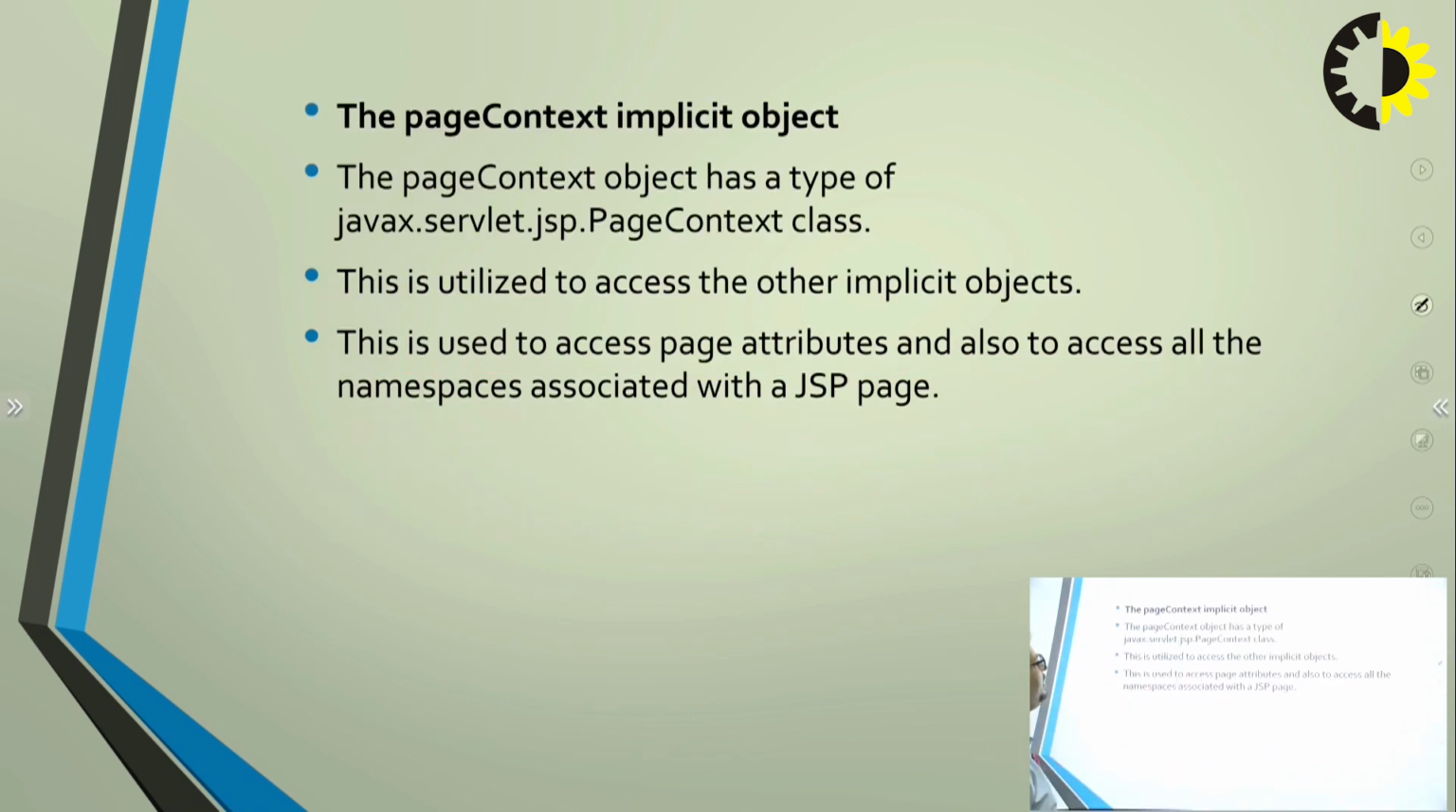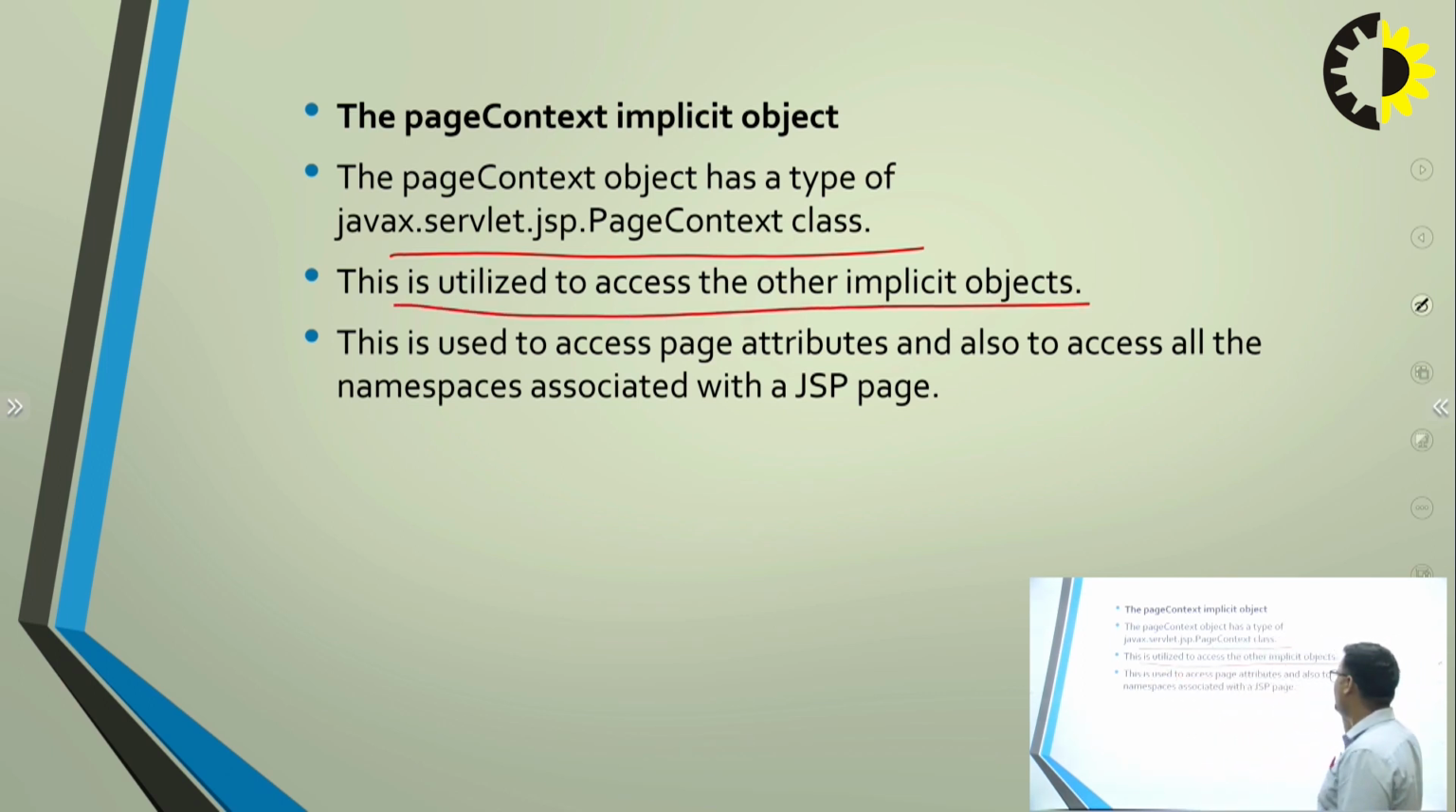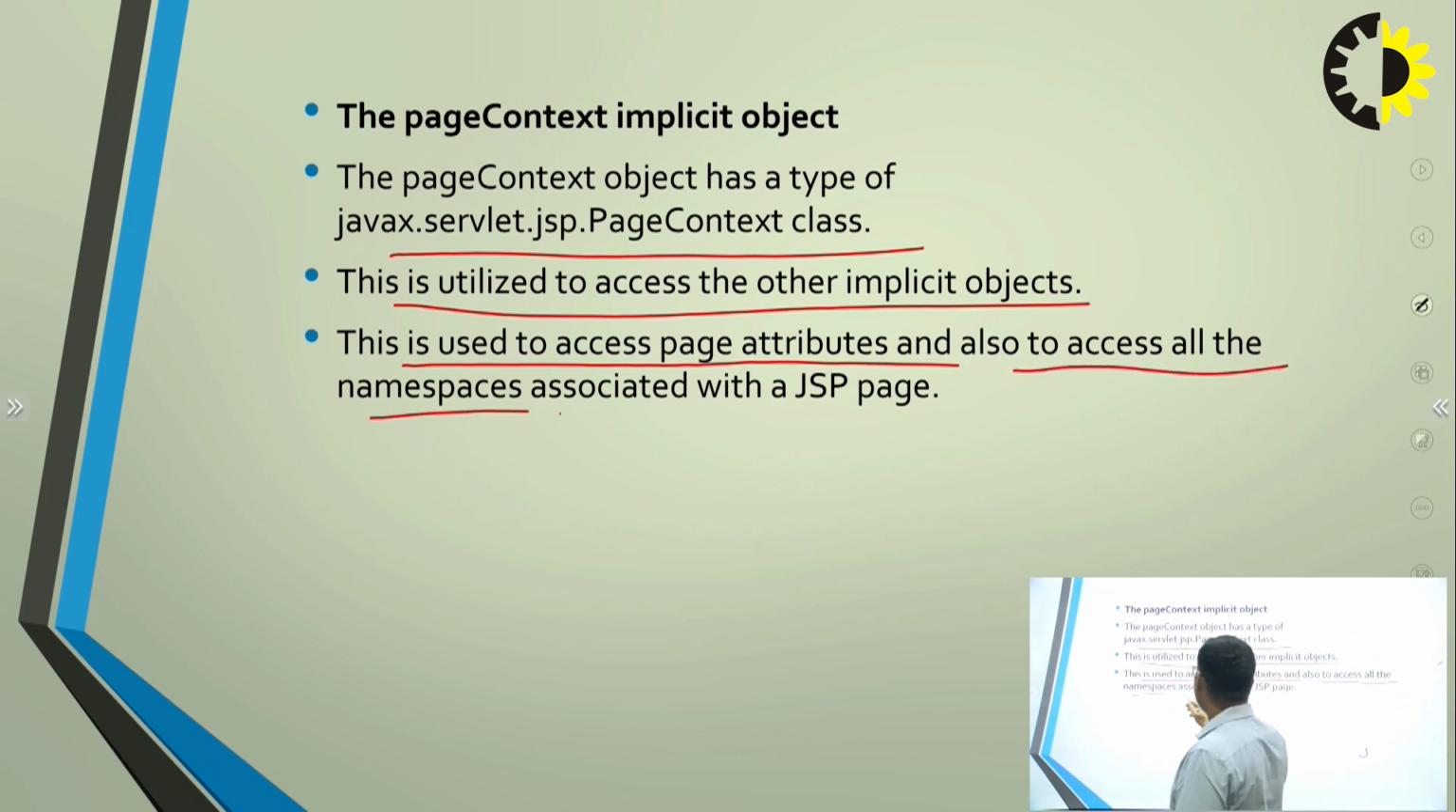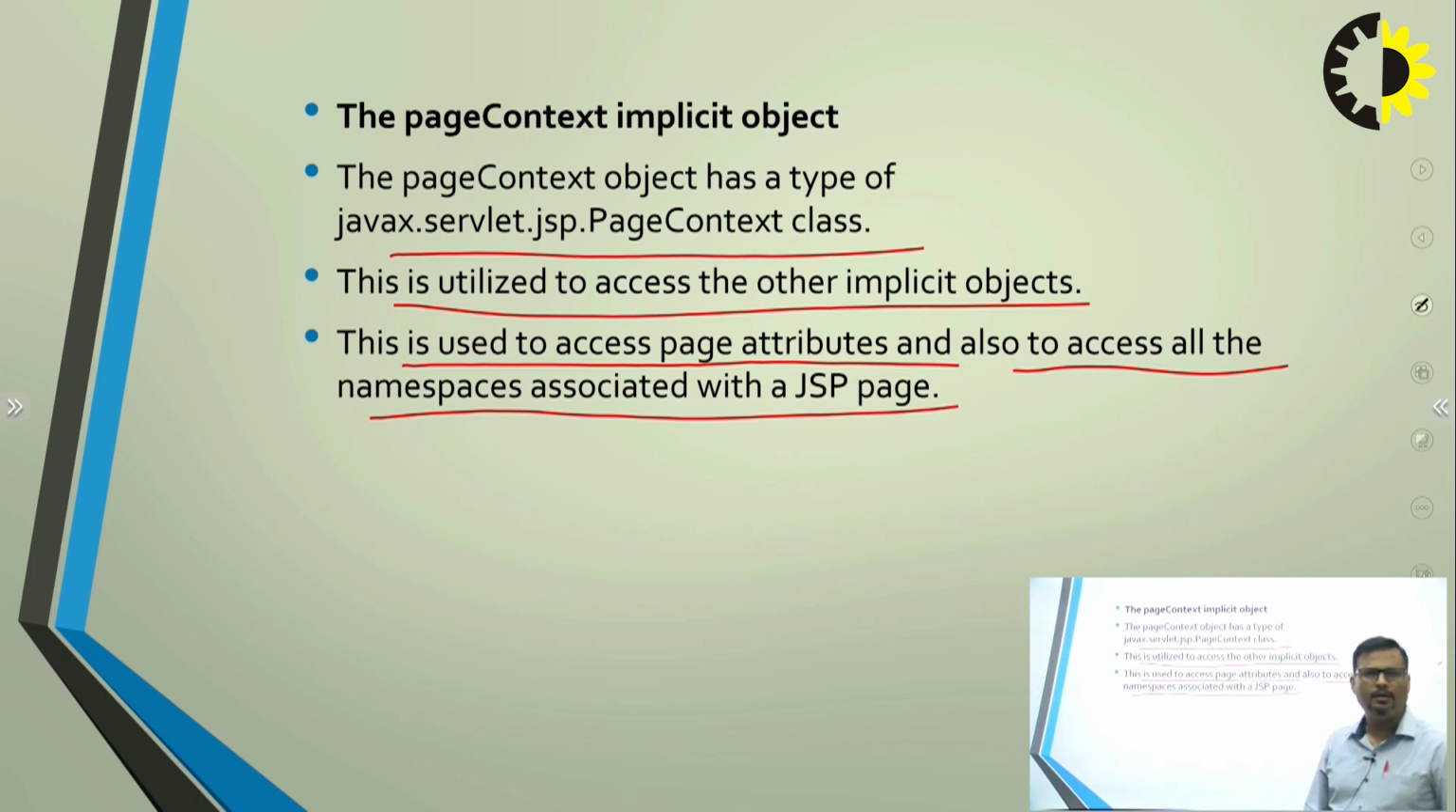Then what is a page context implicit object? The page context object has the type of the javax.servlet JSP page context class. This is utilized to access the other implicit objects. It is also used to access page attributes and all the namespaces associated with the JSP pages.